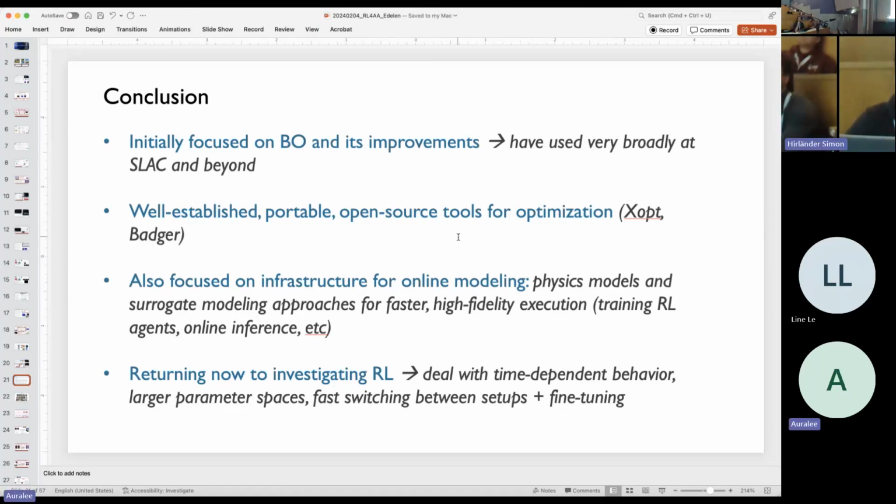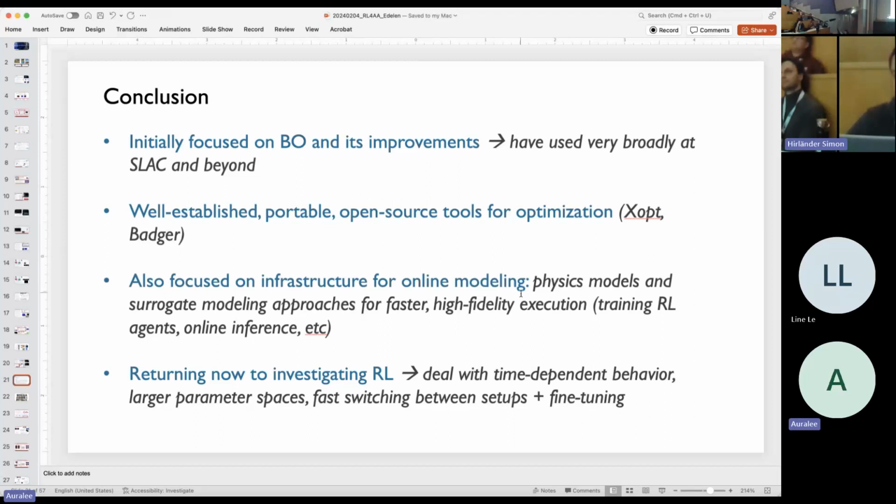And as part of that, we also have a variety of portable open source tools for optimization that we've developed. We're working on making these more generalizable as well. We're starting to work with DESY and JLab to try to make Xopt and Badger more compatible with RL, for instance.